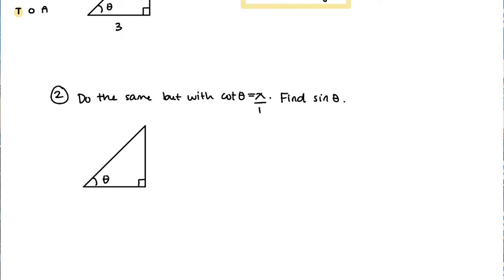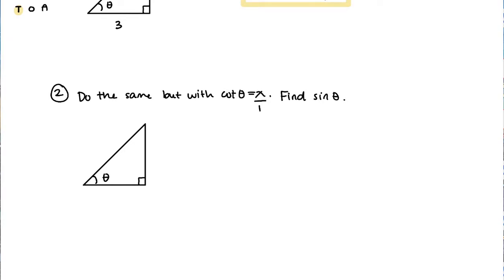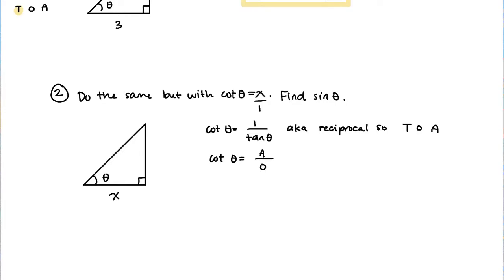So remembering that cotangent is equal to 1 over tangent, aka reciprocal. So if tangent is opposite over adjacent, then cotangent theta is equal to adjacent over opposite. Okay, so the adjacent leg must be x, and the opposite leg must be 1. And now we don't have our hypotenuse here, but that's okay, we can find it.